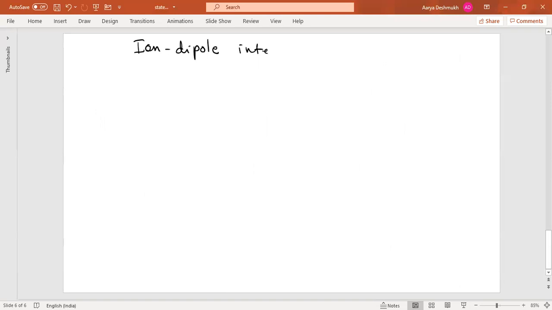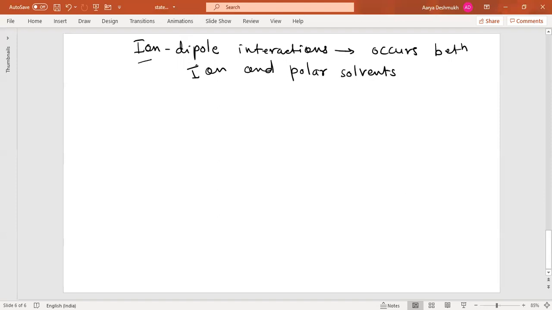Ion-dipole interaction. Now these ion-dipole interactions, as in the name itself, occur between ion and polar solvents. Remember, this is very important. Ion and polar solvents. Dipole-dipole interactions occur between polar molecules, and ion-dipole interactions occur between ion and polar solvents. Now this ion may be cation or anion. Cation or anion. Okay.